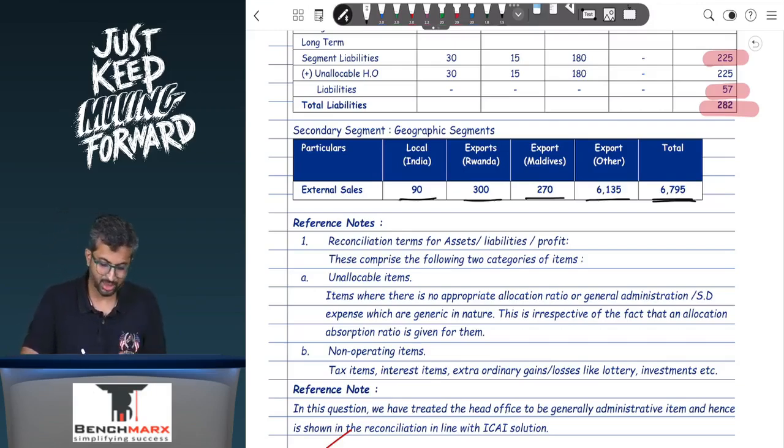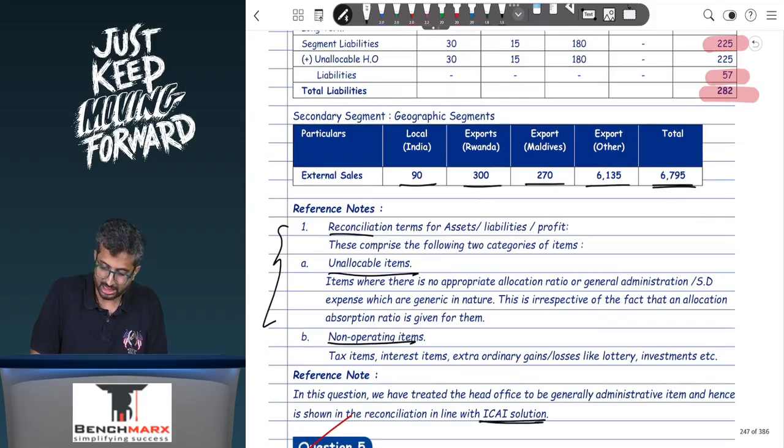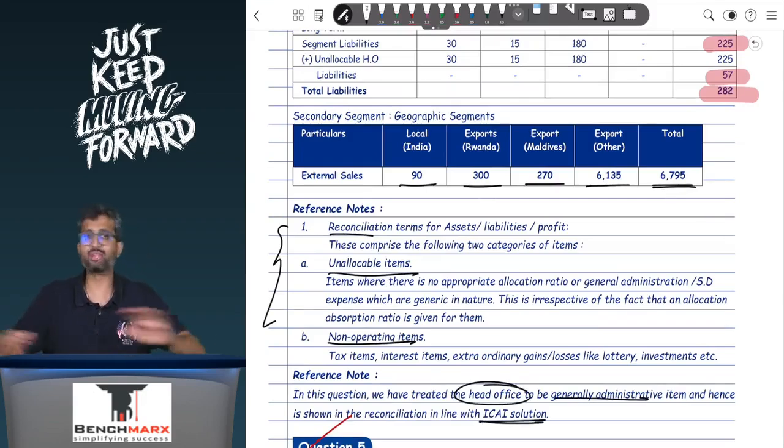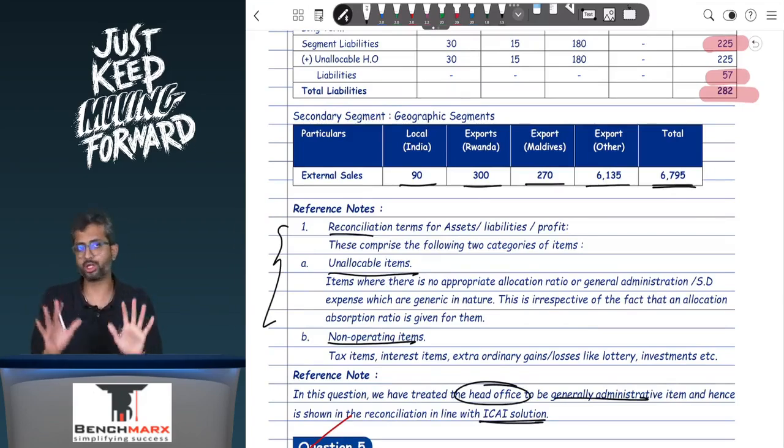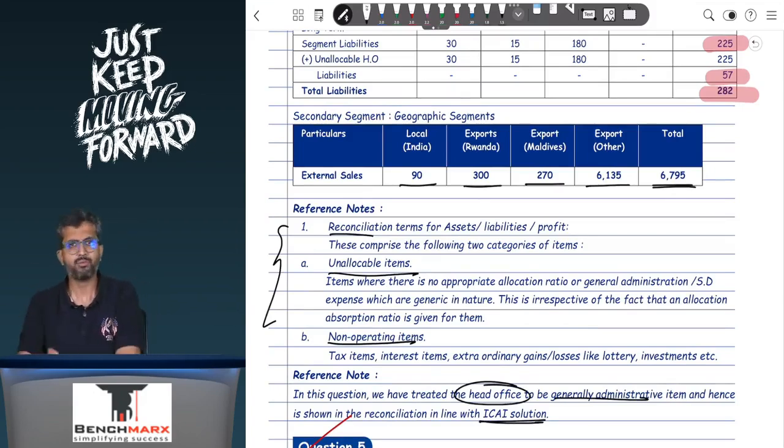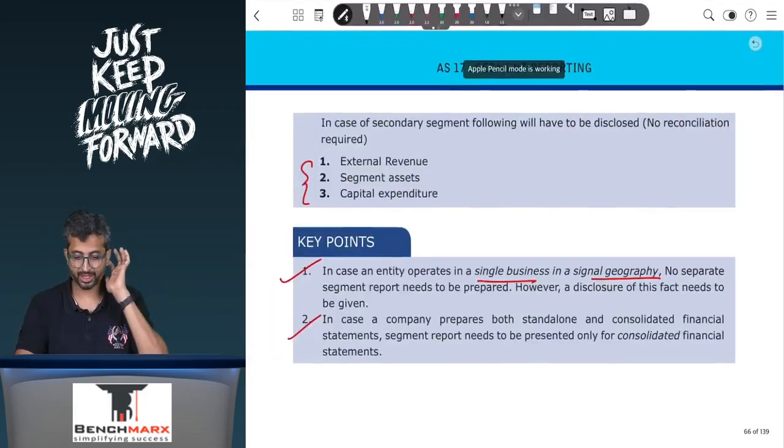Now we have given some reference notes on how to do the reconciliation and what are non-operating items, what are unallocable items, and ICAI is taking head office as general admin and hence taken it as unallocable over here. At least if it comes in the exam, we want to follow the ICAI solution. So this kind of takes care of AS 17.